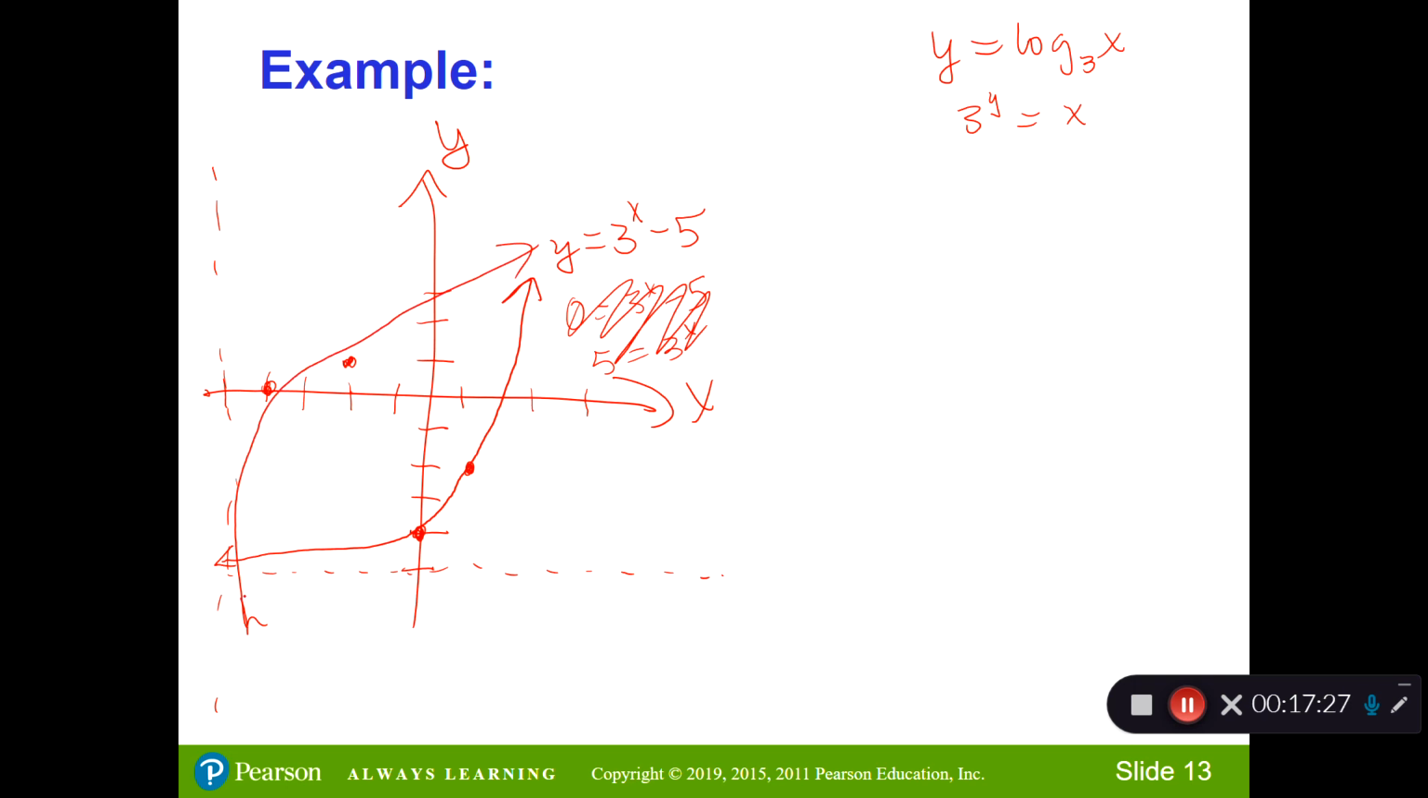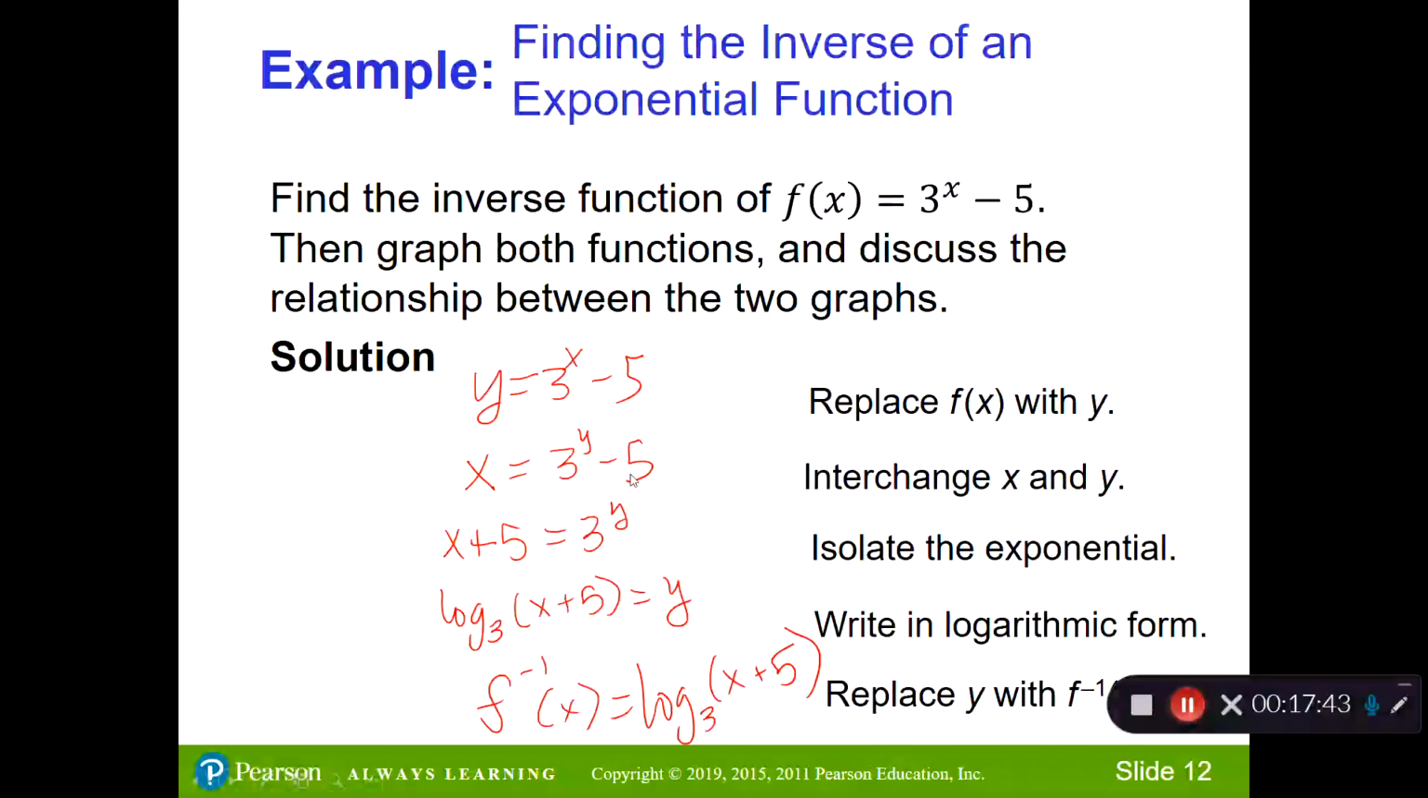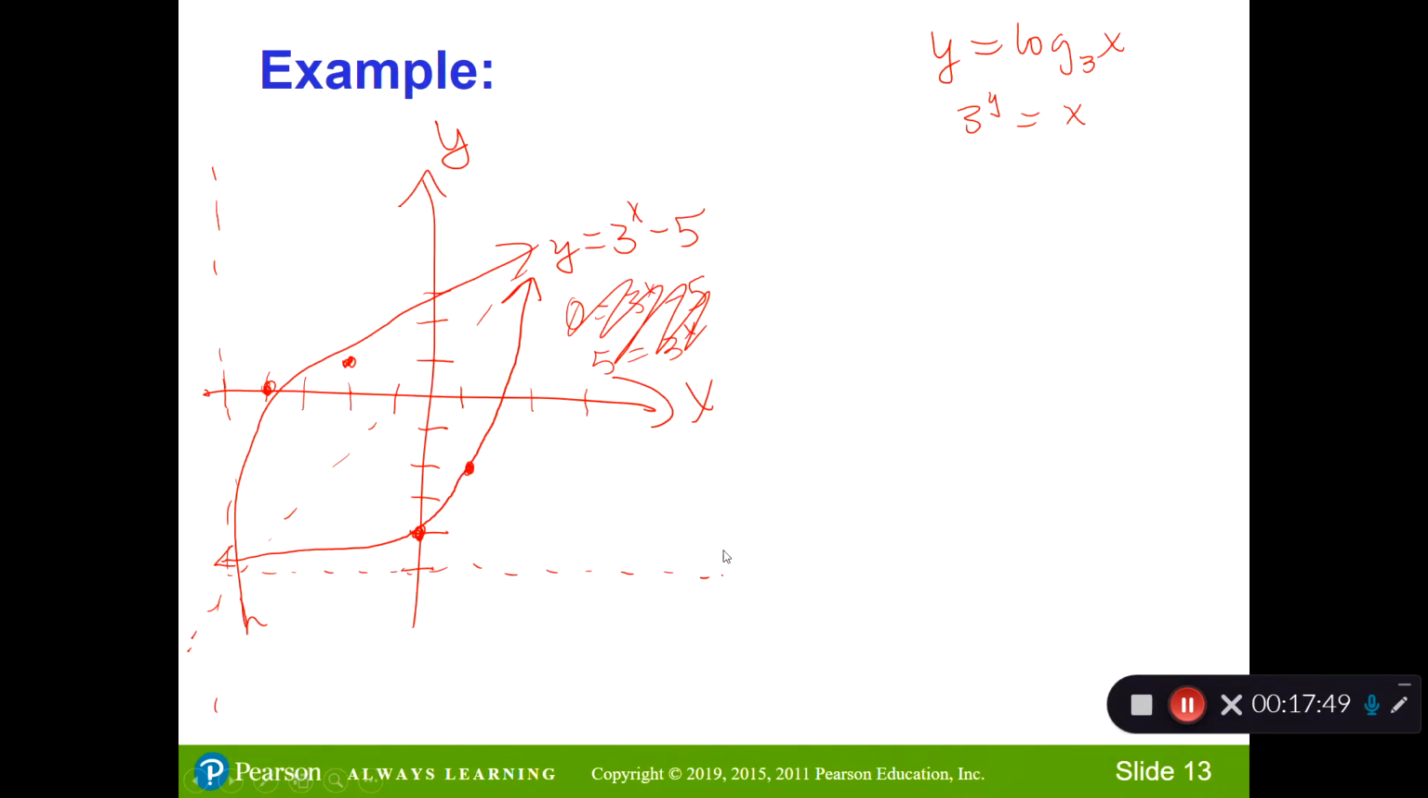Going through those points. Now notice the symmetry over the line y equals x. This image and this image would fold on each other if we folded across the line y equals x. All right. The relationship between the two graphs is that symmetry across the line y equals x.